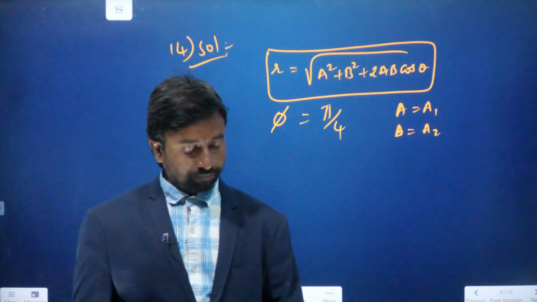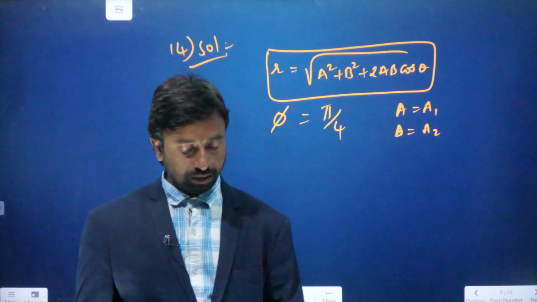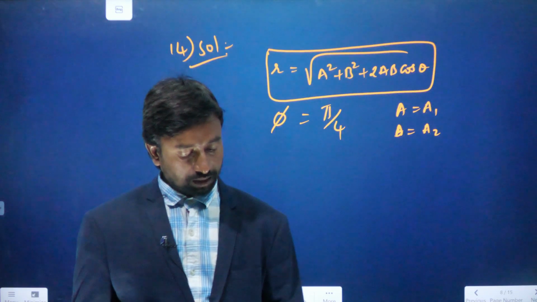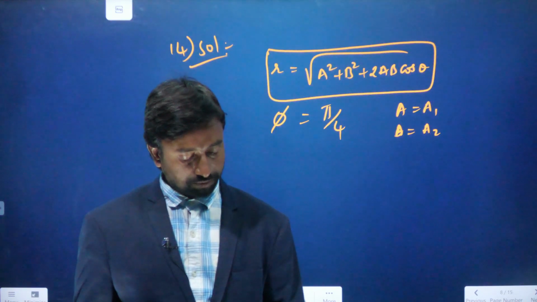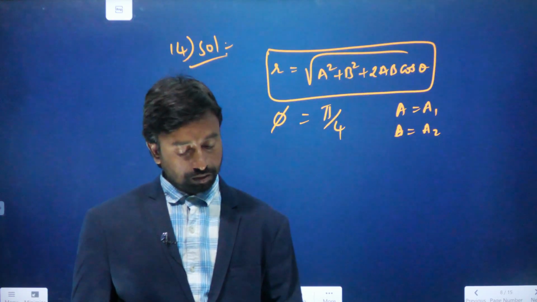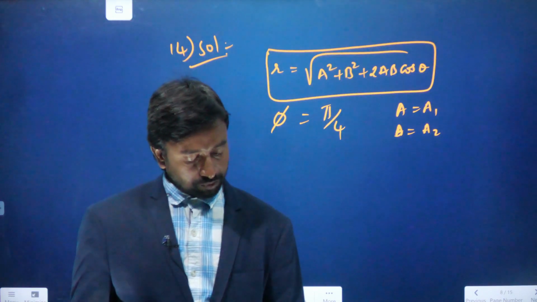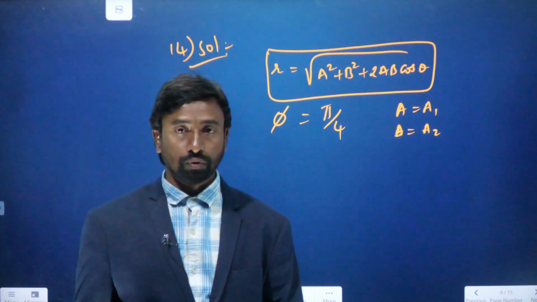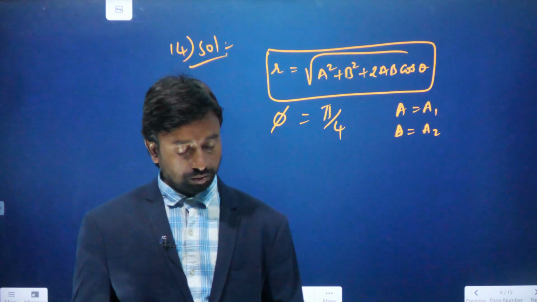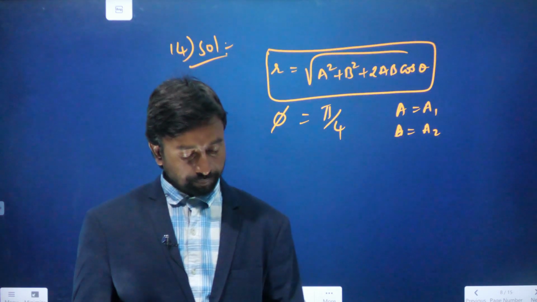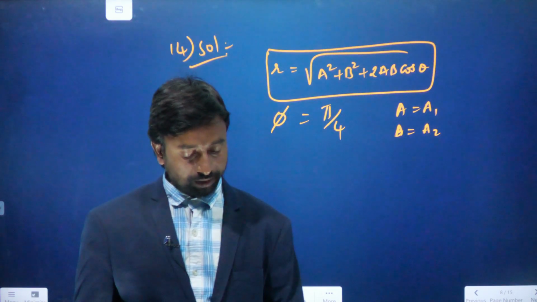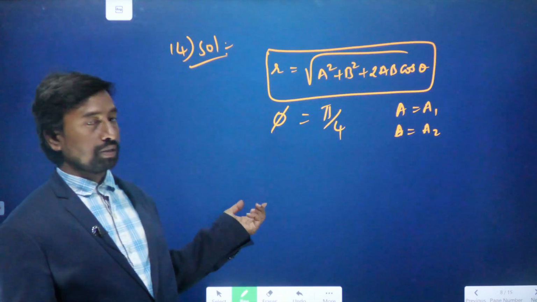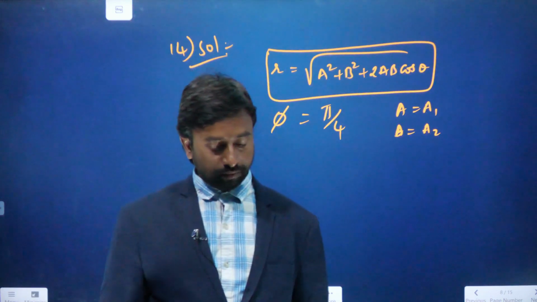Sixteenth one: the time period of oscillation of a particle in SHM is 4 seconds and its amplitude of vibration is 4 meters. The distance of the particle is 0.5 seconds after passing from the mean position. So the time period is given as 4 seconds and the amplitude is given as 4 meters, and small t is given. After passing from the mean position, we can take the same formula, y equals a sin omega t. If you substitute all the values, then we will get the answer.